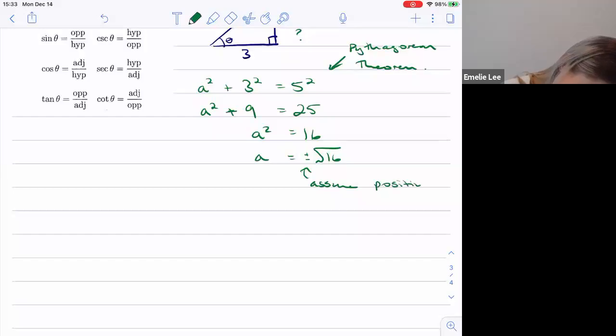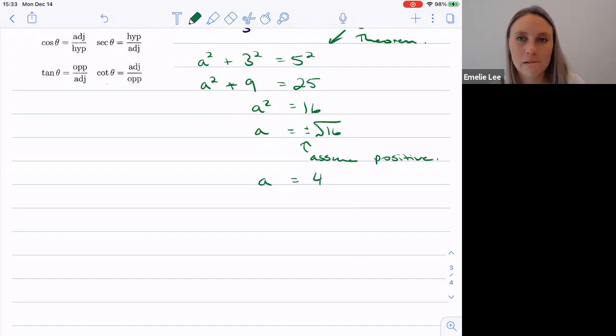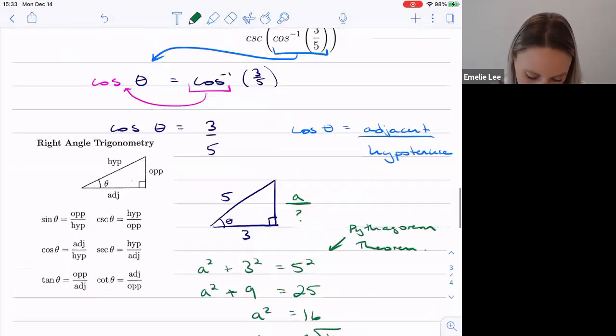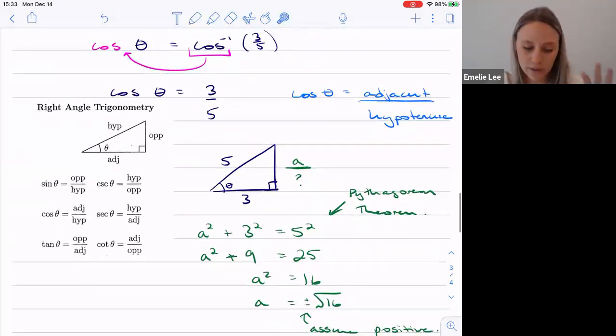Assume positive. Okay. So then A must be 4. Later in the other questions, if we read this question, there's no mention of being in a specific quadrant. So that's why I'm saying we'll just assume it's positive. Later on, we'll be putting this triangle in a specific quadrant. So then X can be negative or Y can be negative. The hypotenuse is always going to be positive, I think, pretty sure. Yeah.